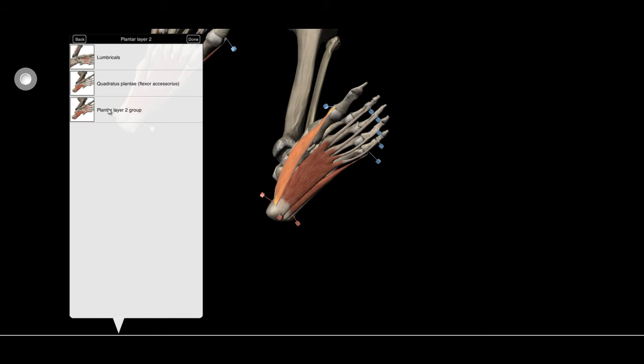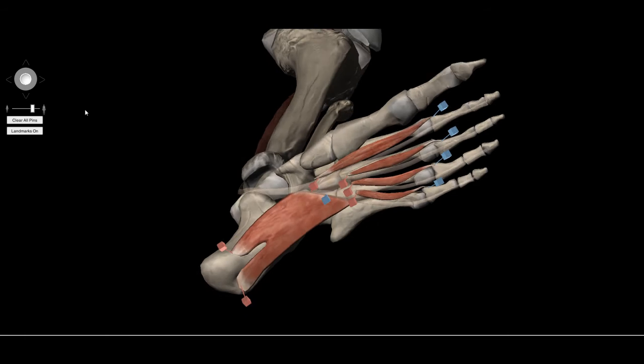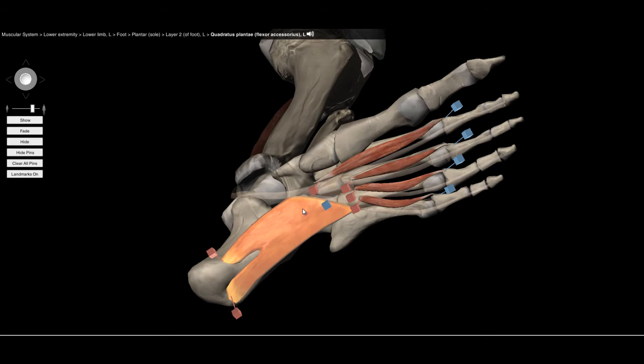So when we look at the second layer, I have the quadratus plantae and the lumbricals. Okay, lumbricals are kind of interesting in that they attach from tendons to tendons, so they help align the appropriate tendons as they traverse down and attach to the toes.